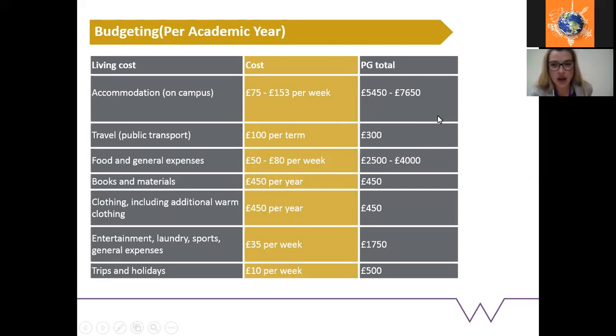I mean, you can have it a little bit cheaper if you go off campus, but again, if you'd like more advice or help with that, just let me know, and I'm happy to have a Skype call with you privately, or talk you through it over emails.